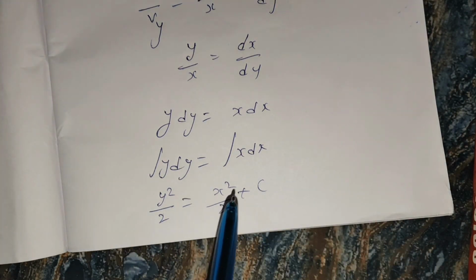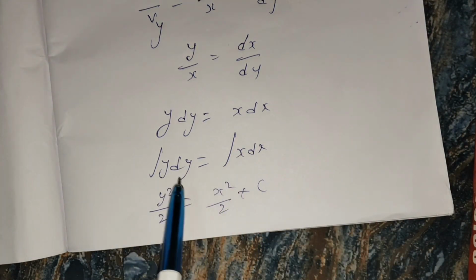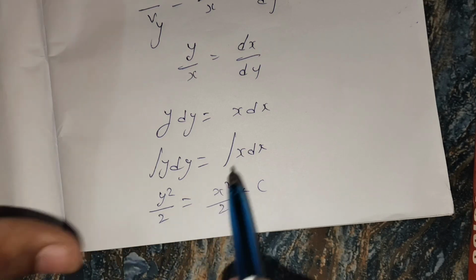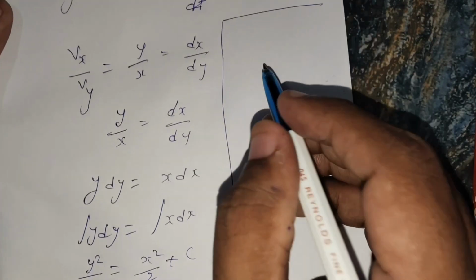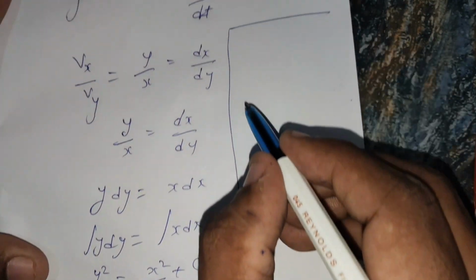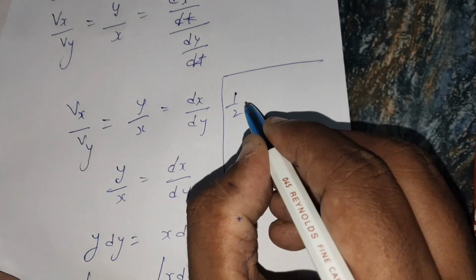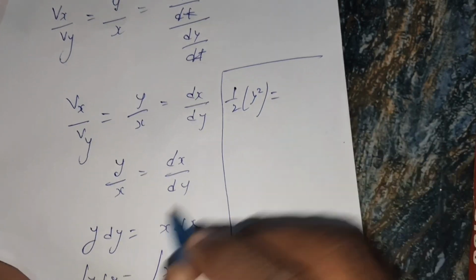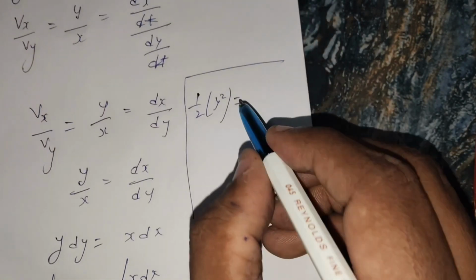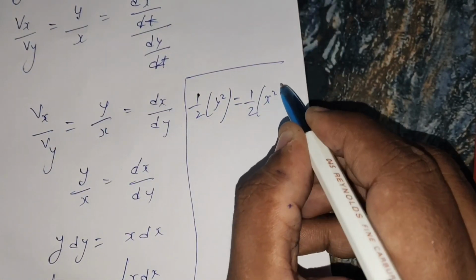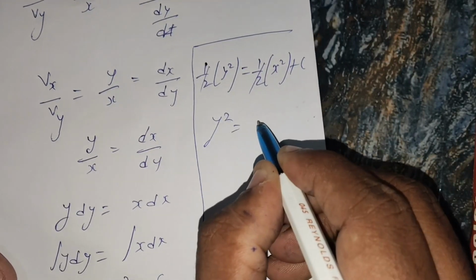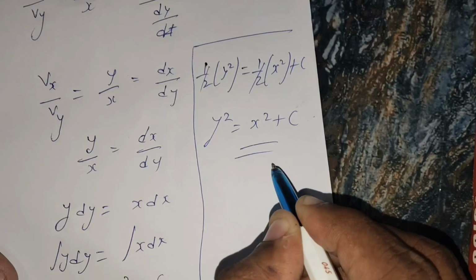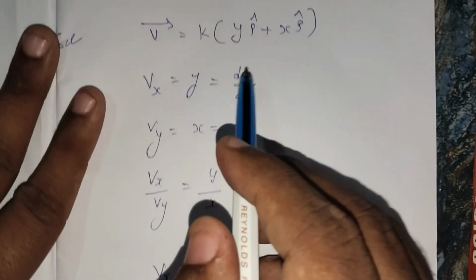Understand? Finally, this is y square by 2 is equal to x square by 2 plus c. You know integrations. So integral y dy is y square divided by 2, equal to x square divided by 2. Here 1 by 2 is common, so write like this: 1 by 2 into y square, and at the same time, 1 by 2 into x square plus c. 1 by 2 cancels. Finally y square is equal to x square plus c. This is the general equation of this question.